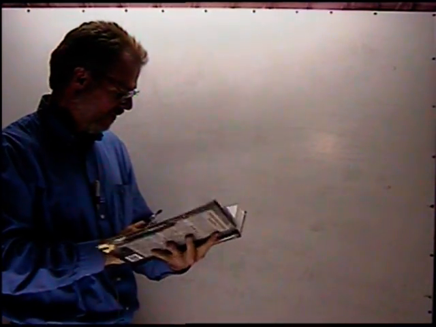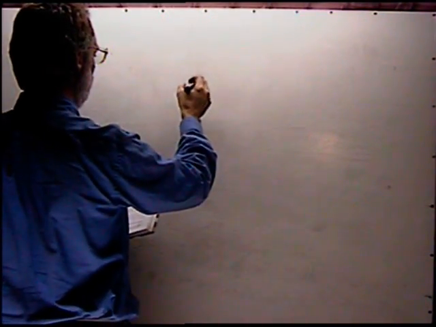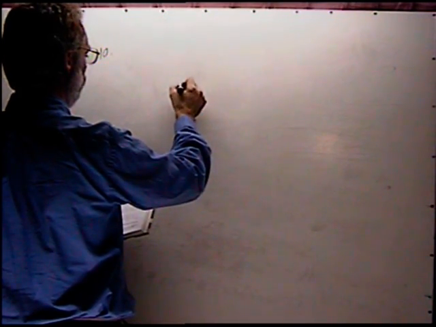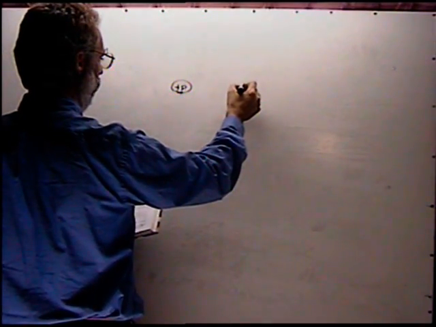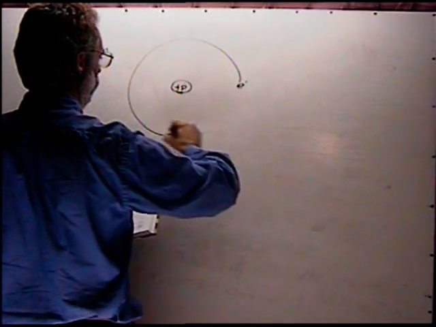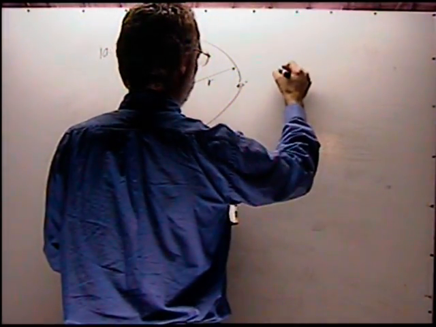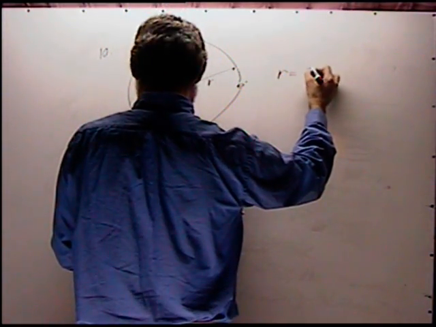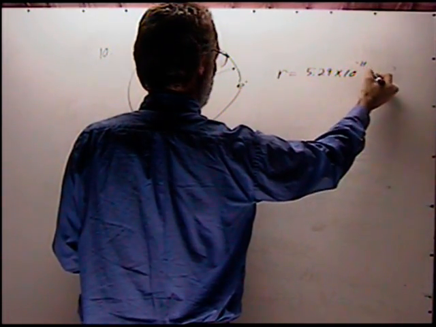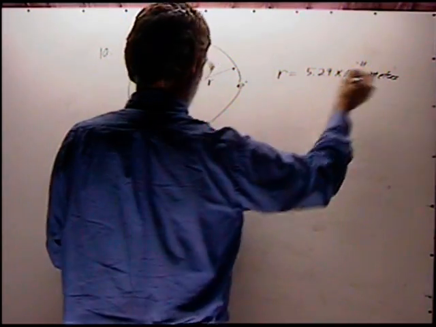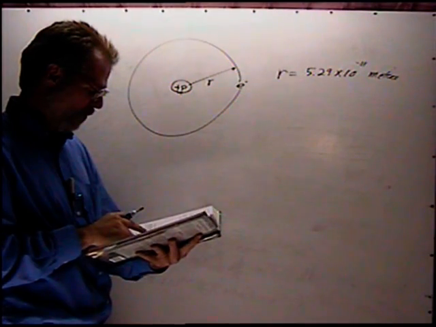The second orbit of the only electron in the helium ion has a radius. So we have a helium ion which has, remember, plus 2 protons. And let's say there's only one electron and it's orbiting. And there's a radius here. The radius is 5.29 times 10 to the minus 11 meters. Okay, that's very small. What is the speed of the electron in that orbit?